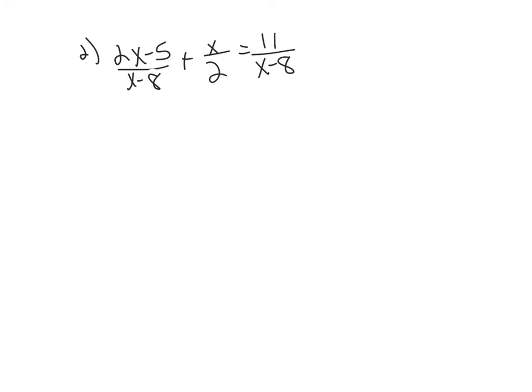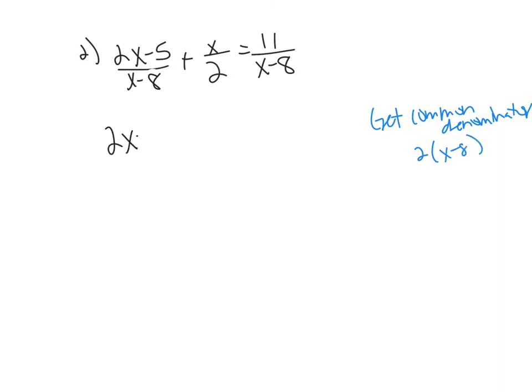Okay, so again, first step is we need to get a common denominator. So notice I have an x minus 8 and I have a 2. Therefore, my common denominator is going to be both of those. So again, my first goal is to get a common denominator. And this time, the common denominator is going to be a 2 and an x minus 8.